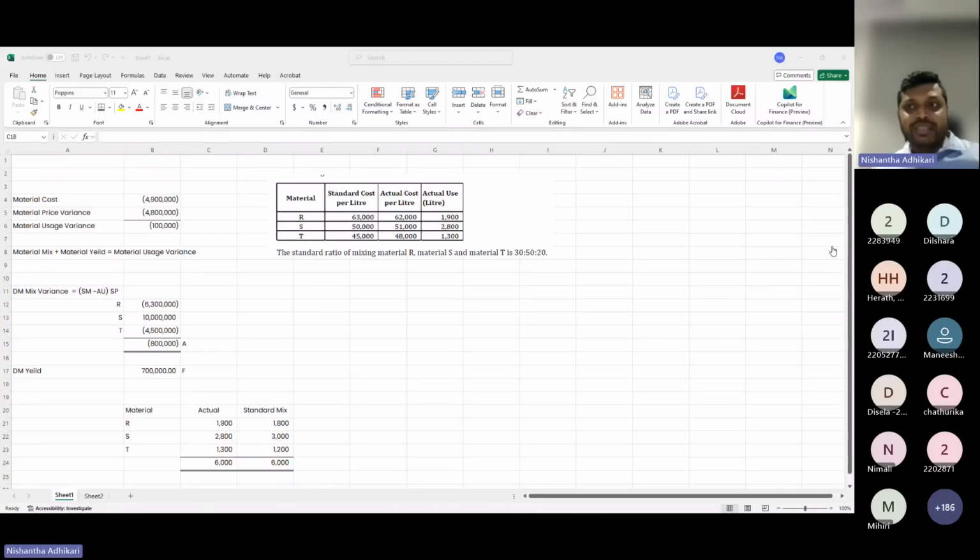Hope you can see the screen. Can you see the screen? Right. Answer should be A. All right, you can see, right? Okay.